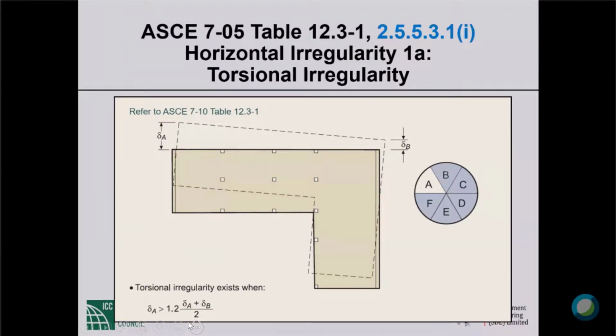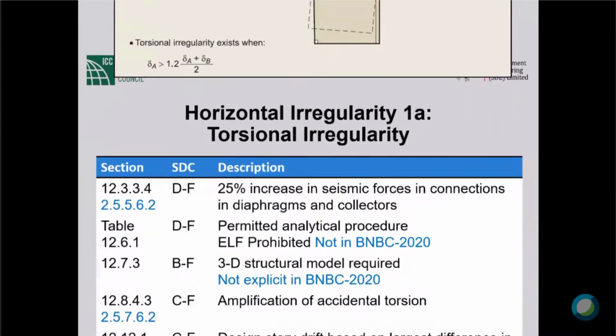This is another picture saying exactly the same thing. Okay, delta A is the maximum deflection, delta B is the minimum, average is delta sub A plus delta sub B divided by 2. If the maximum is larger than 1.2 times the average, we have a torsional irregularity type 1A, torsional, not extreme torsional.